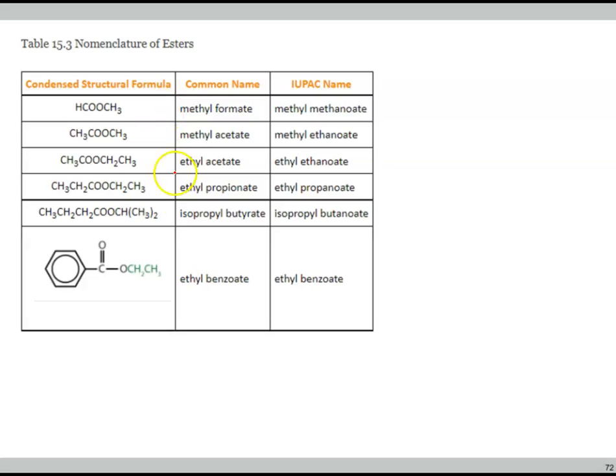So these are some of the names, and then we will now look at some. Oh, here's also the ethyl benzenoate. So this is a benzene ring, an aromatic ring, and off of here will have an ethyl group as well on the other side of that.